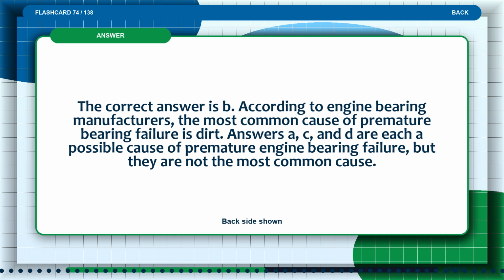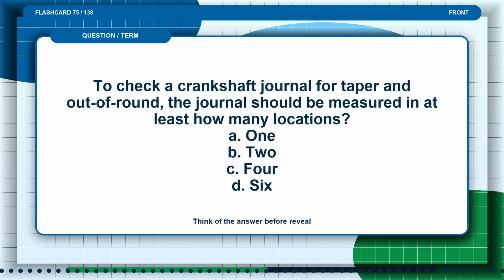The correct answer is B. According to engine bearing manufacturers, the most common cause of premature bearing failure is dirt. Answers A, C, and D are each a possible cause of premature engine bearing failure, but they are not the most common cause.